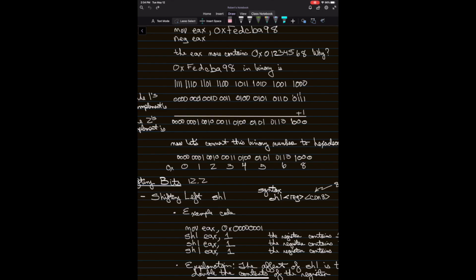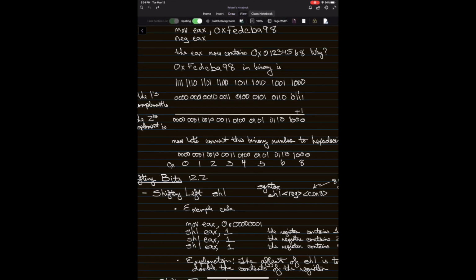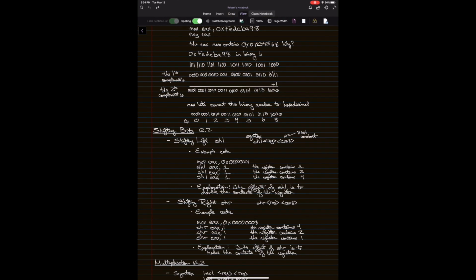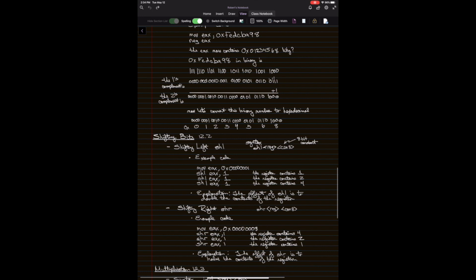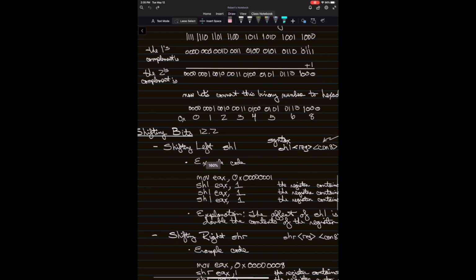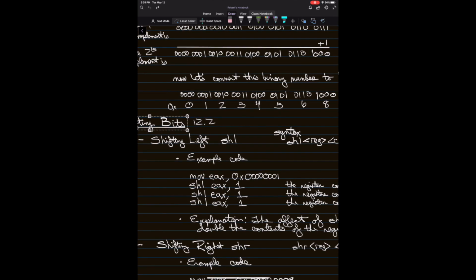Okay, we're back. So let me go over here to page width. And now let's talk about shifting bits. Okay, so let me select the lasso. We're going to talk about shifting bits. All right, well, first of all, the assembly language mnemonic is SHL, which basically means that we're going to be shifting bits to the left, and I'll describe what that means.